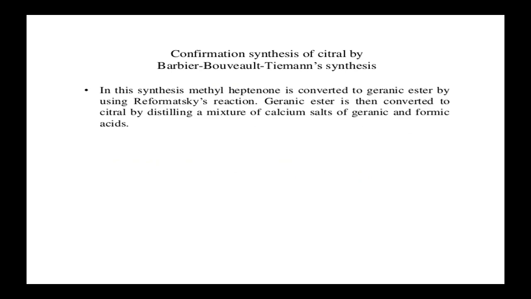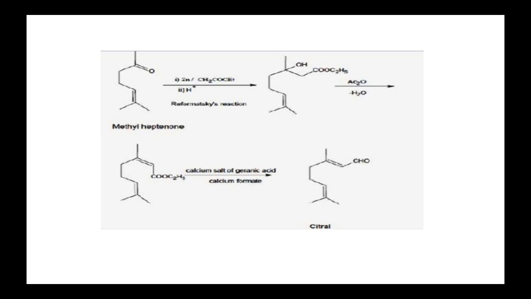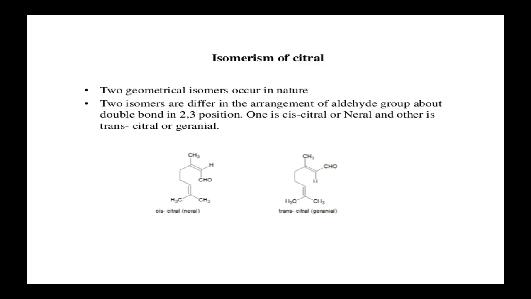The confirmation is by synthesis of citral by Barbier, further confirmed by the Barbier-Bouveault-Tiemann synthesis. In the synthesis, methylheptenone is converted into geranic ester by using the Reformatsky reaction. The geranic ester is then converted to citral by distilling a mixture of calcium salts of geranic and formic acid. This slide shows the synthesis process as evidence for citral.